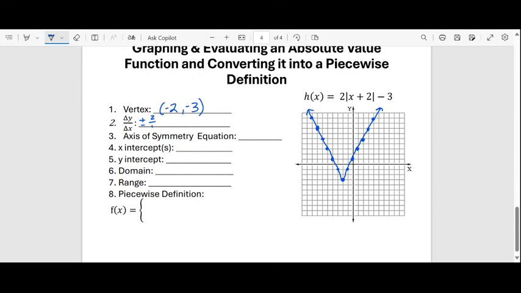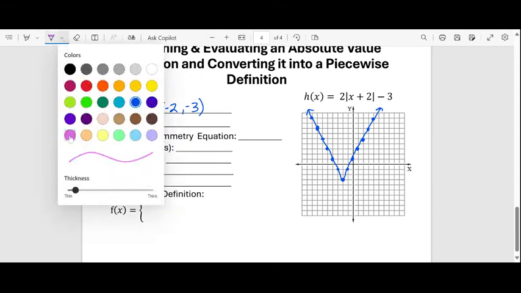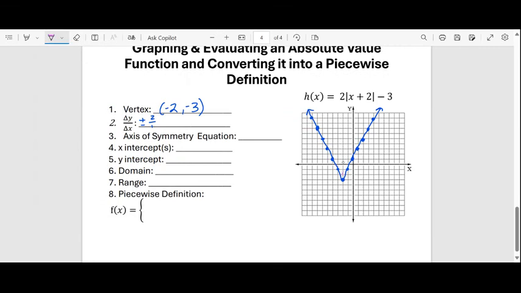The equation for the axis of symmetry is going to be where it cuts through our vertex, and that will hit my x-axis at negative 2. Negative 2 is also the x value of my vertex. So it'll be at x equals negative 2.